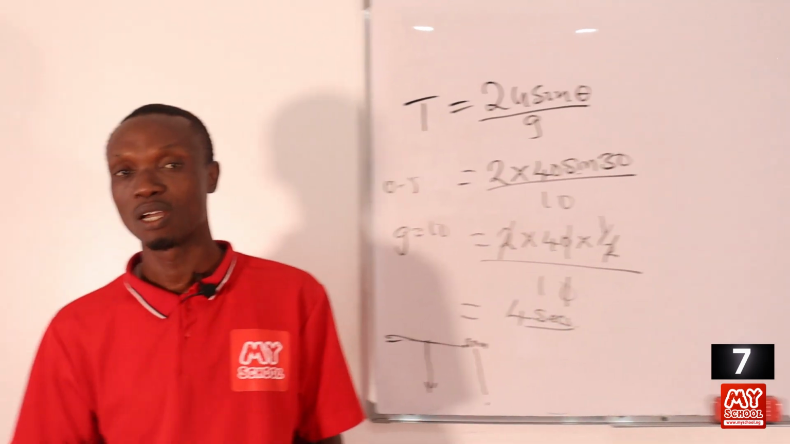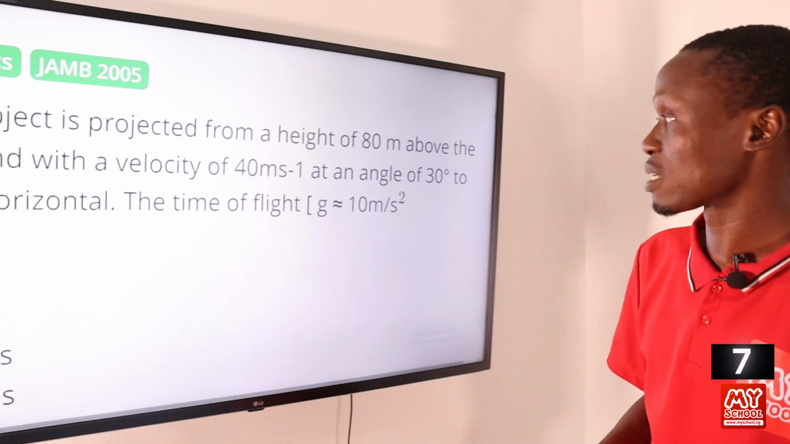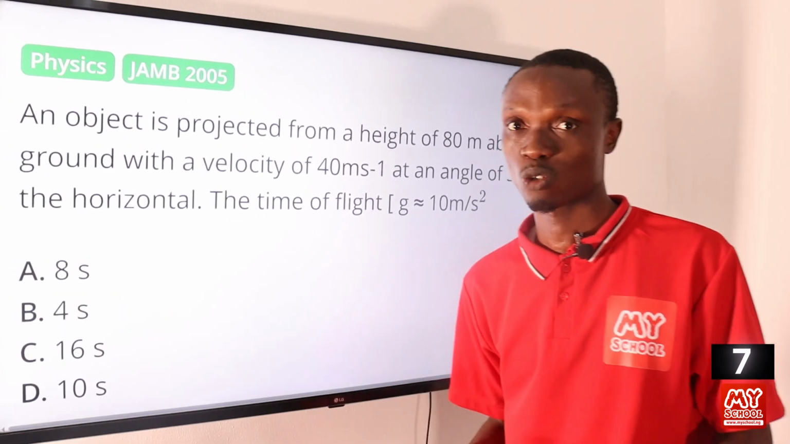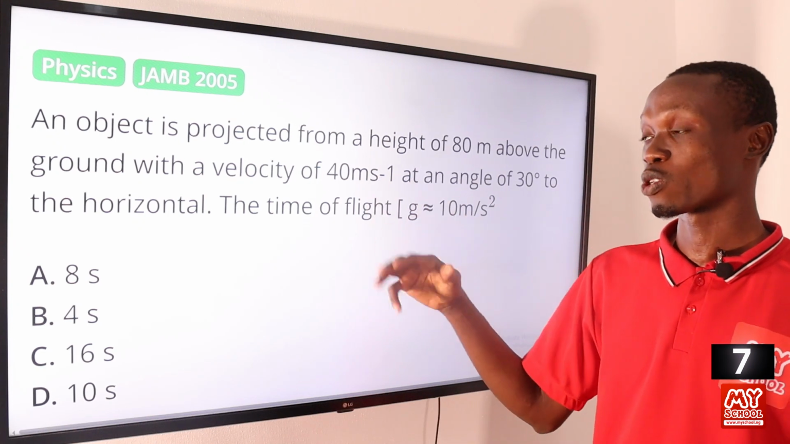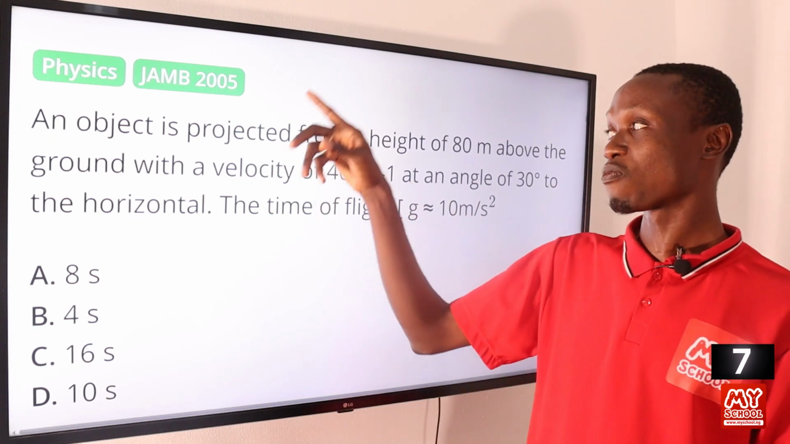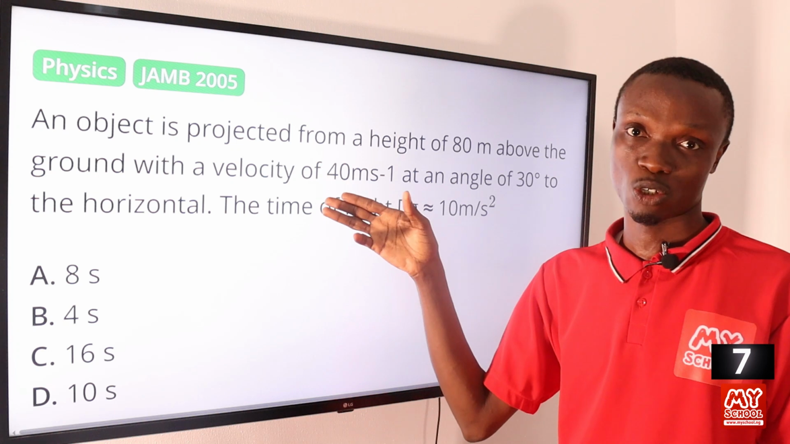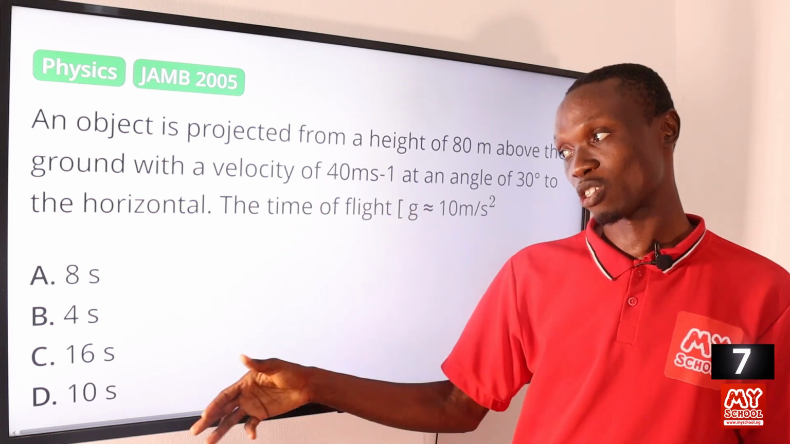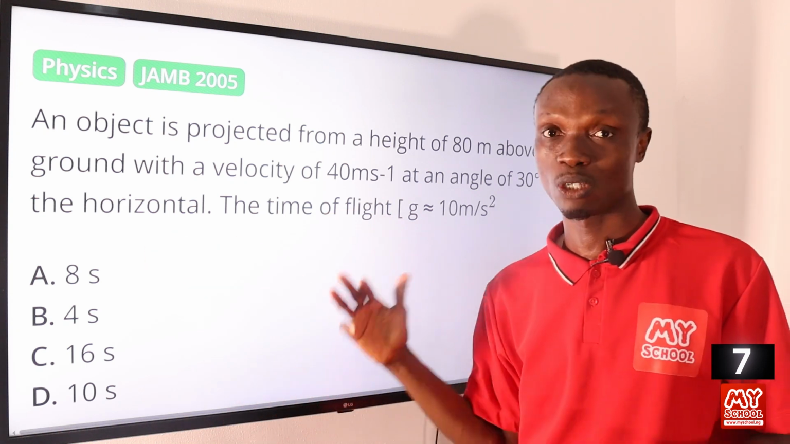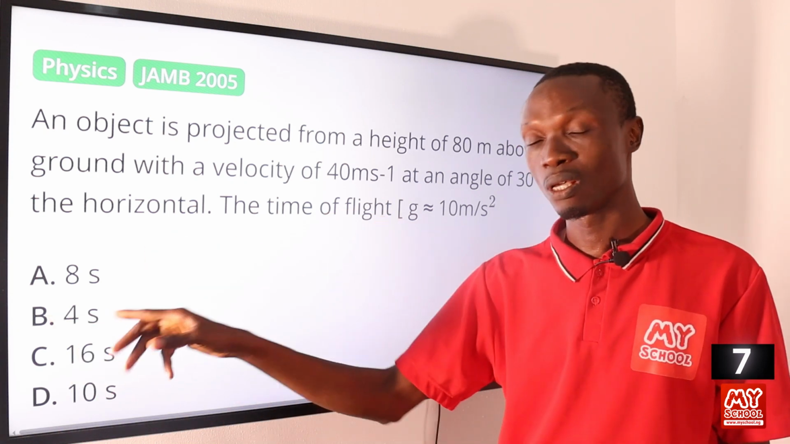So let's return back to the screen to pick the correct answer to this question, and that is equal to 4 seconds. And probably, maybe in this question, they also assume that the object fell back to the point of projection, which is the 80 meters, meaning it did not fall to the ground. Okay, so that is why the other answer was not added to the options. So that makes option B the correct answer to this question.